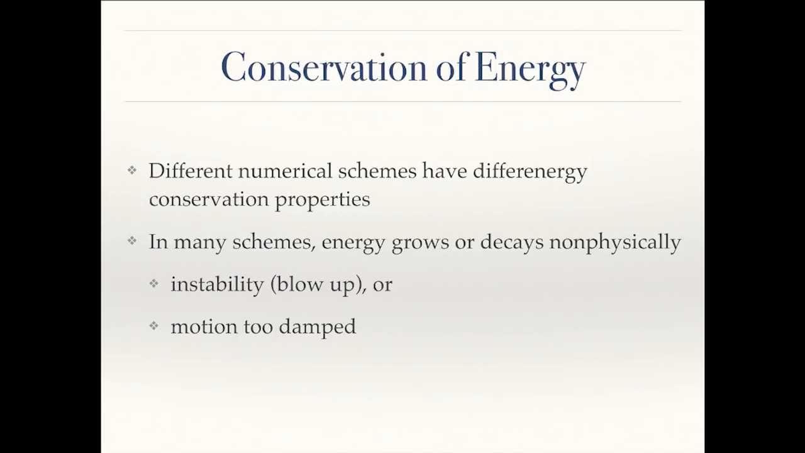So in terms of numerical methods, again, different numerical schemes have different energy conservation properties. And in many schemes, this can be an issue if the energy grows or decays non-physically. If it grows too much, we'll see an instability, or what we like to call the simulation will blow up. Once this phenomenon sets in, it happens very quickly. And what you will see is oscillations that are growing significantly and quickly going to infinity, so we start getting infs and nans from our program.